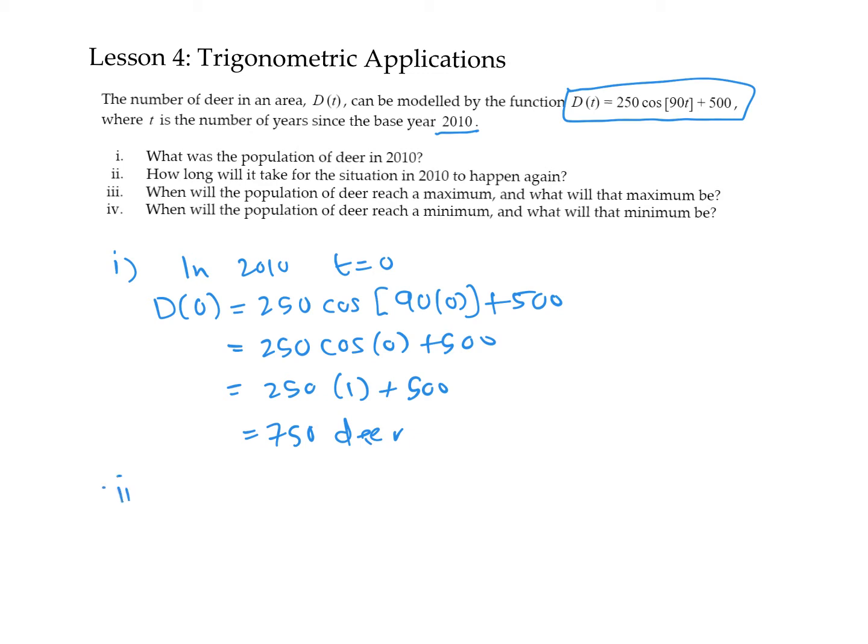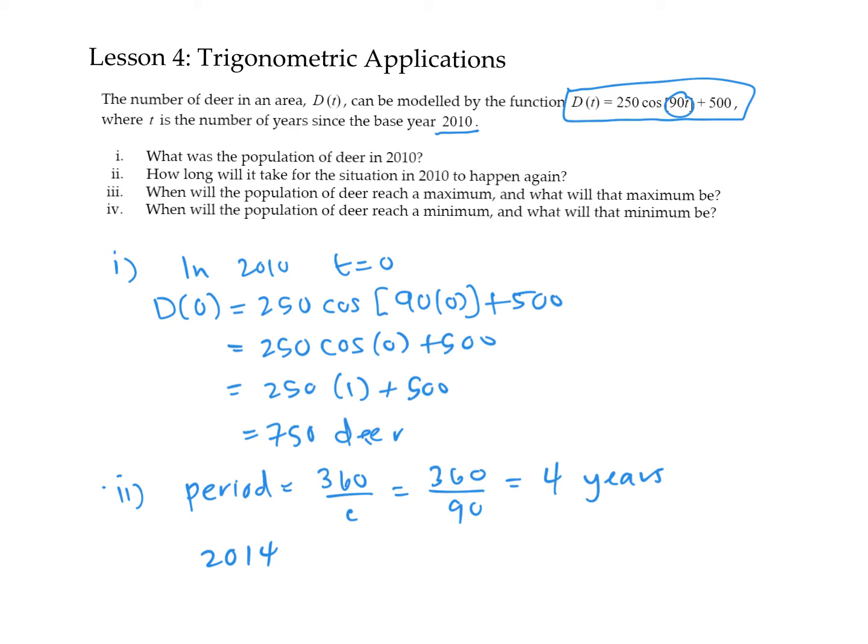How long will it take for this to happen again? Well, in order to figure out when it would get to 750 again, I would need to know the period of the cycle. How long does it take to repeat? So 360 divided by c is the period. The c of this graph is 90. You can see that here. 360 divided by 90 is 4. So in 4 years it would repeat. So in 2014 it would be back up to 750.